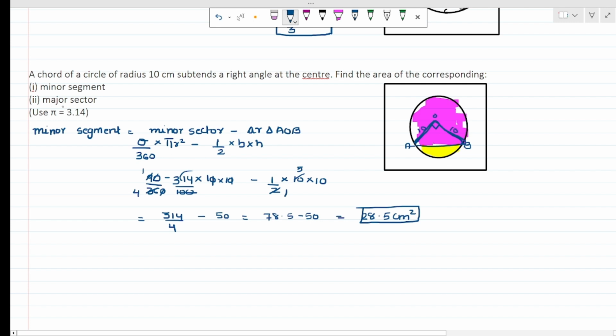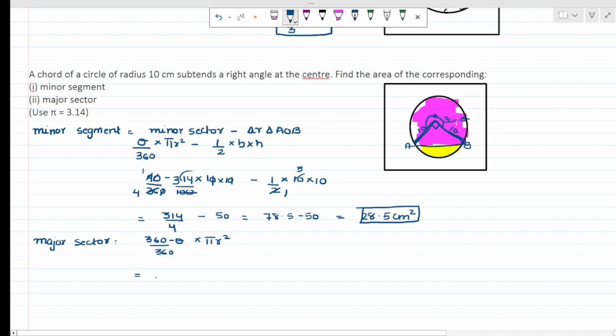Next, we are asked over here is major sector. What we are asked? We need to find out major sector. What formula did we learn in the earlier video? That my major sector will be equal to 360 minus theta. So, write down over here 360 minus theta upon 360 times pi r square.